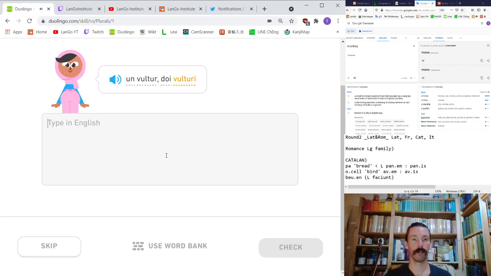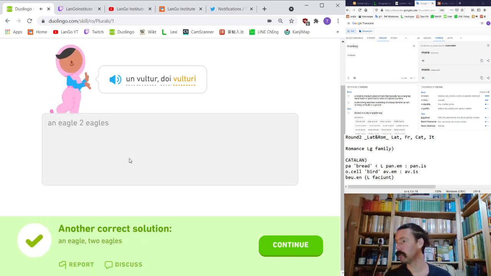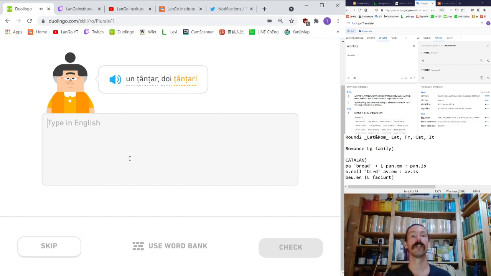So either vulture or another kind of bird. Vultur. Eagle or vulture. Vulturi. Un and doi, and just add the i suffix to make it plural. Singular form and the stem, and then that consonant R. An eagle, two eagles. Un țânțar, doi țânțari. What's that?